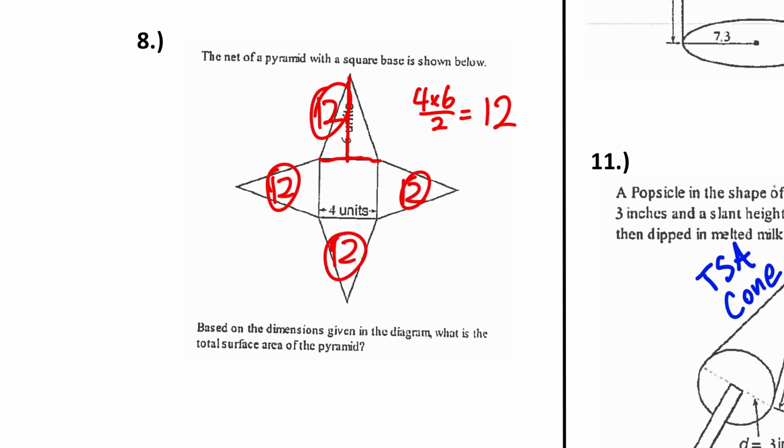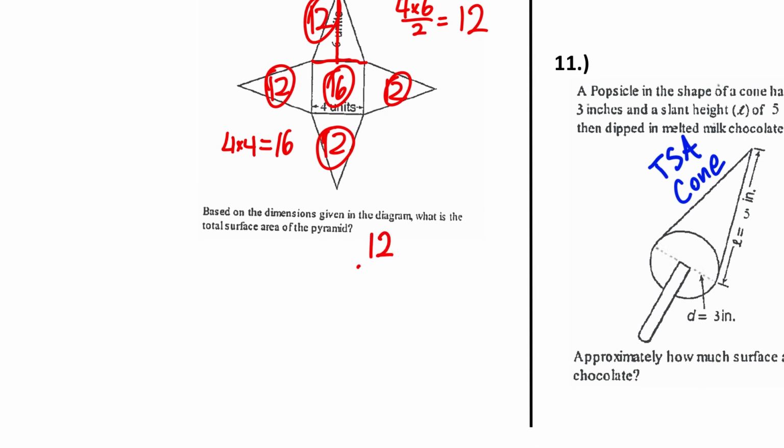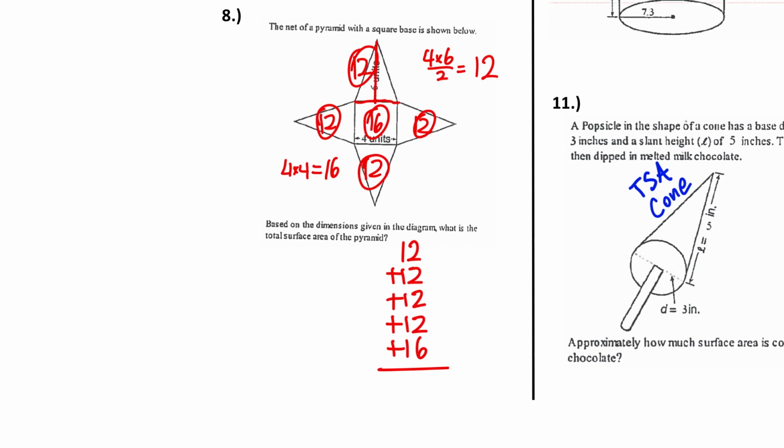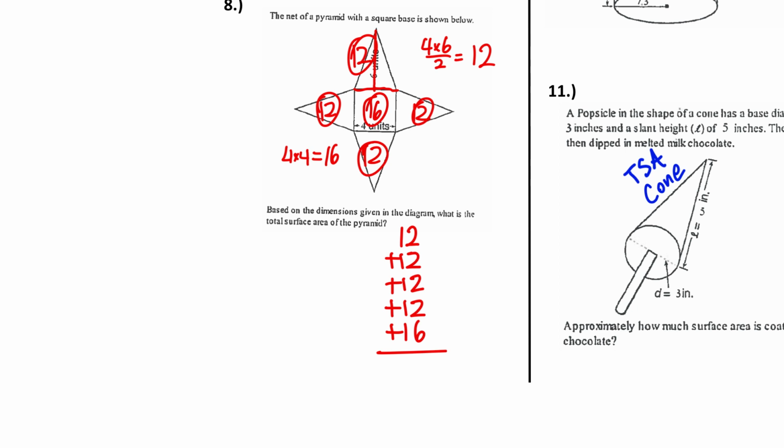They're all the same. Now just have this one base, which is a square of 4 by 4. So 4 times 4 is what? 16. So the area is 16. So now I'm just going to add those up. So we have 12 four times, and then the one base of 16. 64 square units.